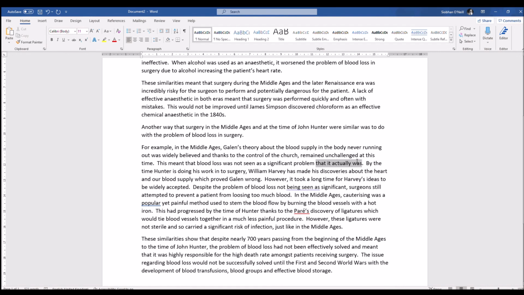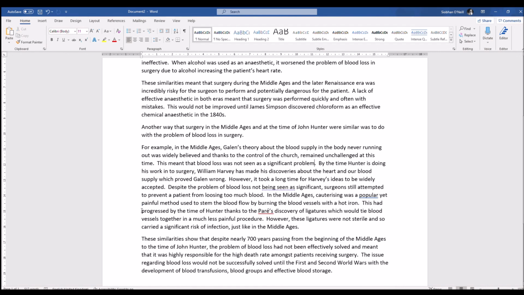By the time Hunter is doing his work into surgery, William Harvey has made his discoveries about the heart and our blood supply, which proved Galen wrong. However, it took a long time for Harvey's ideas to be widely accepted. Despite the problem of blood loss not being seen as significant, surgeons still attempted to prevent a patient from losing too much blood. In the Middle Ages, cauterizing was a popular yet painful method used to stem the blood flow by burning the blood vessels with a hot iron.